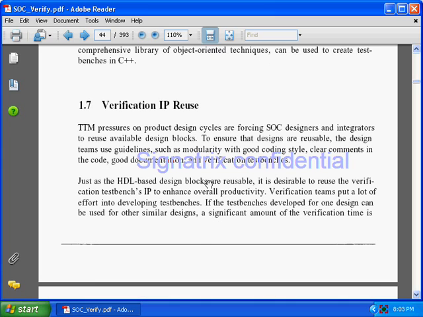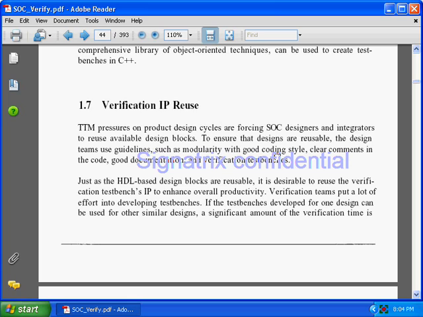Now coming to verification IP reuse. Time-to-market pressures on the product design cycle are forcing associated designers and integrators to reuse the available design blocks. What they are telling is that time to market is an important concept in the semiconductor industry. So instead of designing each and every part of a SoC, it's better to reuse already existing blocks. To ensure that the designs are reusable, the design teams use guidelines such as modularity with good coding style, clear comments in the code, good documentation and verification test benches.